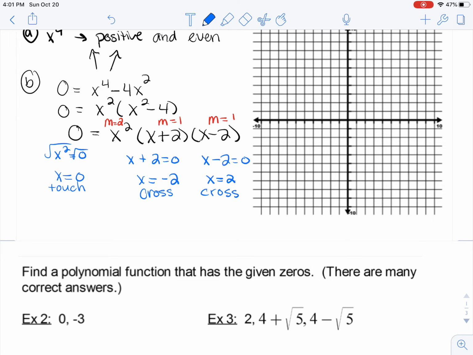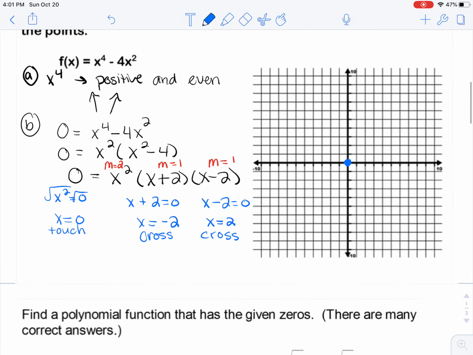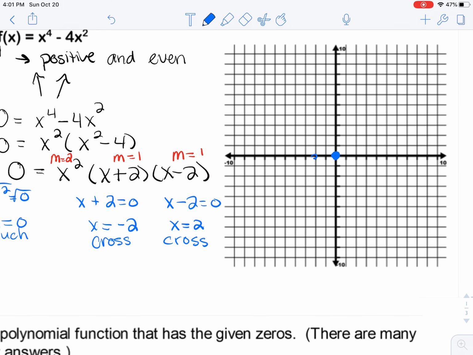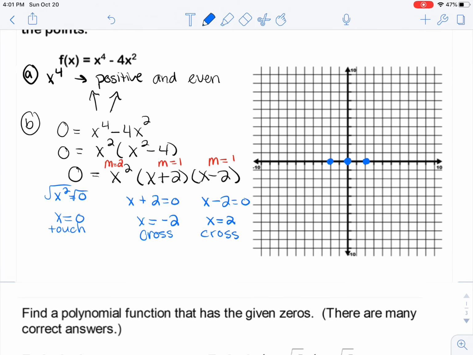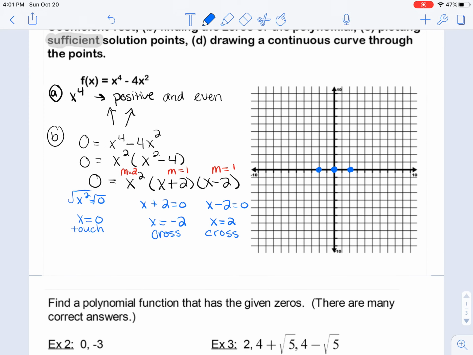Alright, let's plot these zeros. So I could add 0 on the x-axis, negative 2, and positive 2. Alright, so now that we have the zeros, we know the end behavior, we can plot some additional points. So for part C, what are some good values to plug in between those zeros? Well, hopefully you're thinking the logical choice would be negative 1 and positive 1.